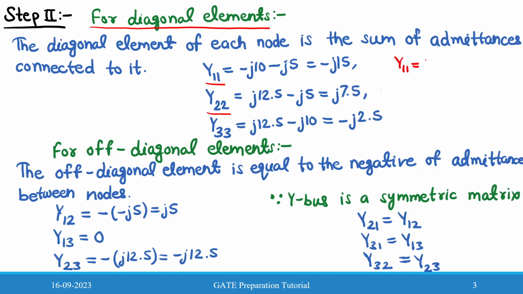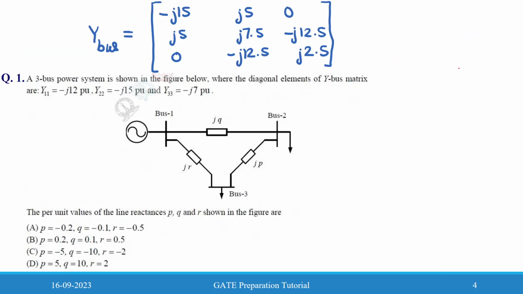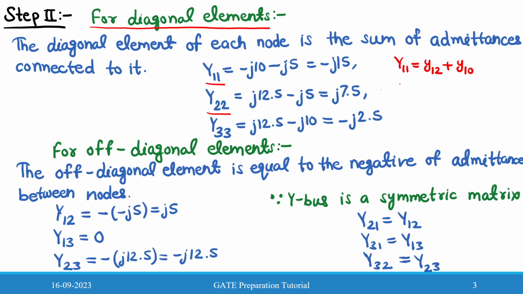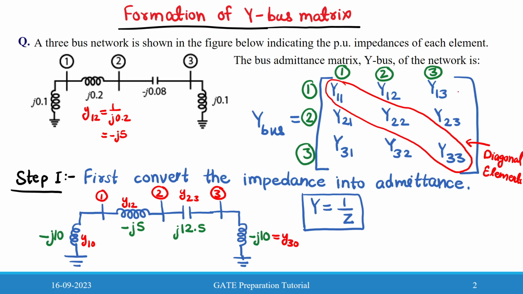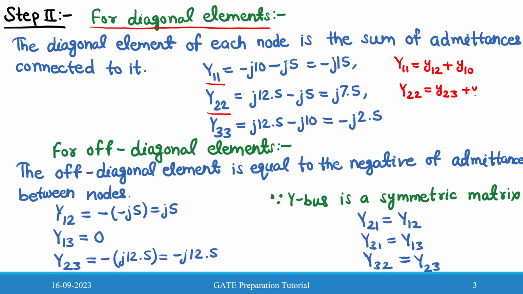We can also write it like this. We have added up here y12 plus y10, and for Y22, y23 plus y12, and for Y33, y23 and y30. Correct. And now we will see the procedure for off-diagonal elements.